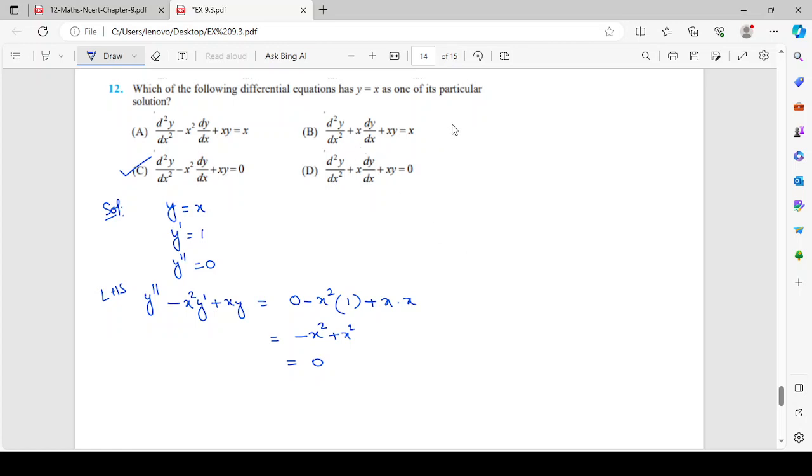Similarly, if I check option B also, 0 plus x into y dash, which is 1, plus x into x, which is x square. Is it equal to x? No, it is not equal to x. So option B won't be correct. Even the last option D is also not correct. So option C is the right answer.